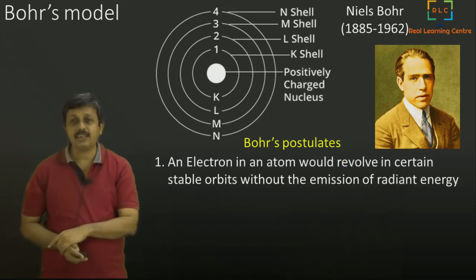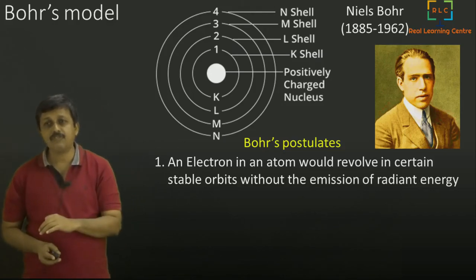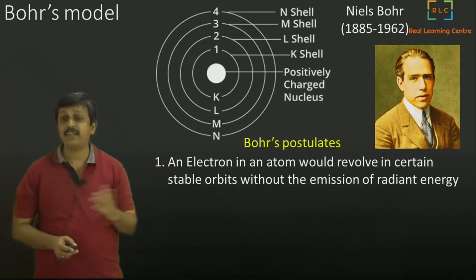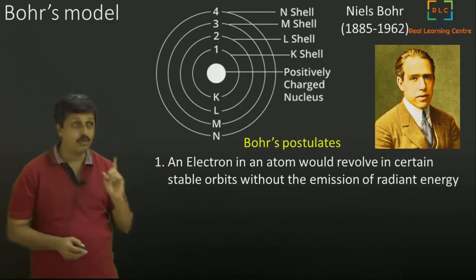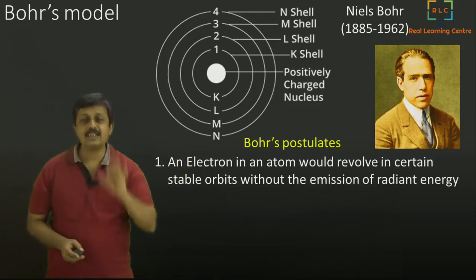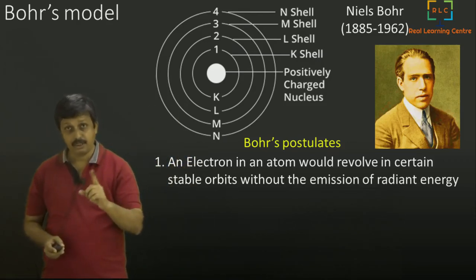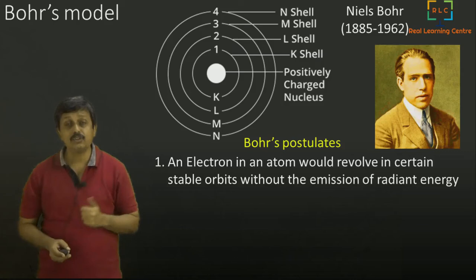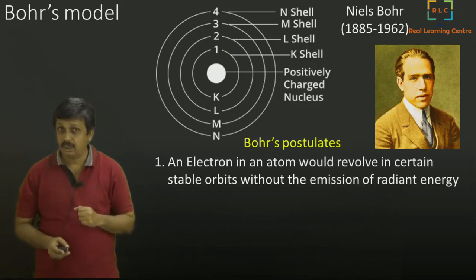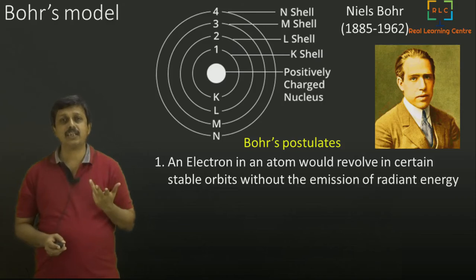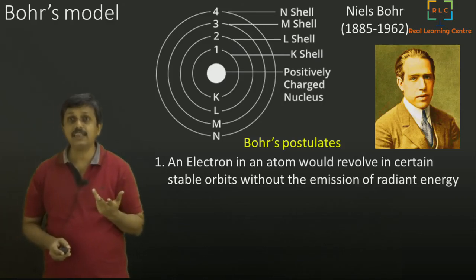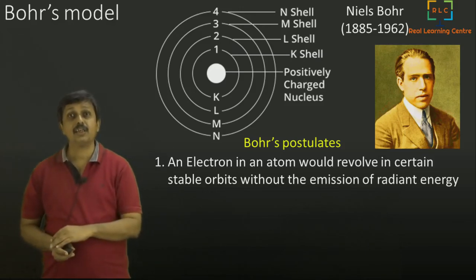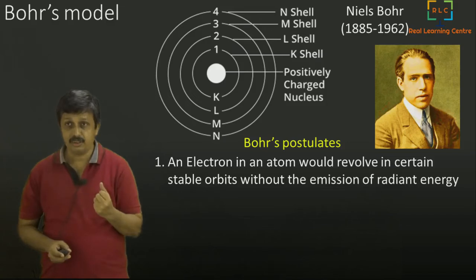He says that an electron in an atom would revolve in a certain stable orbit without the emission of any radiant energy. That means when it is going around in the stable orbit, it doesn't emit any radiation. Interesting. He made that statement, and he actually said that if it is going in the orbit, it doesn't lose energy. Hence, there is no question of spiraling back into the nucleus, and hence no question of losing energy.